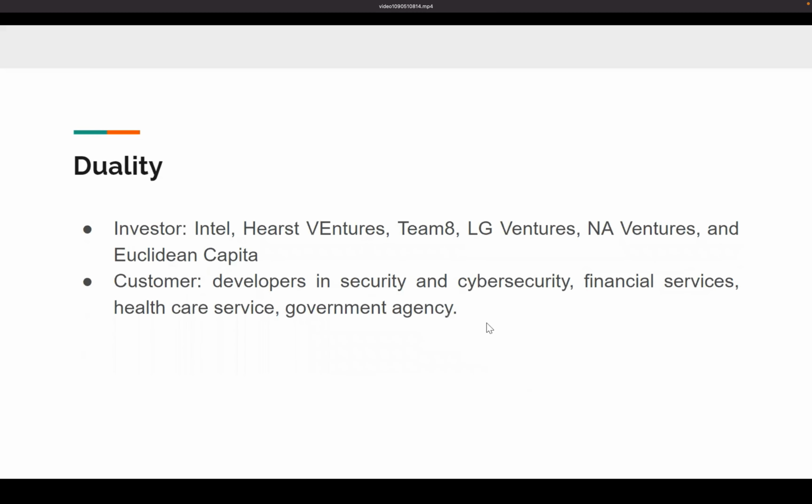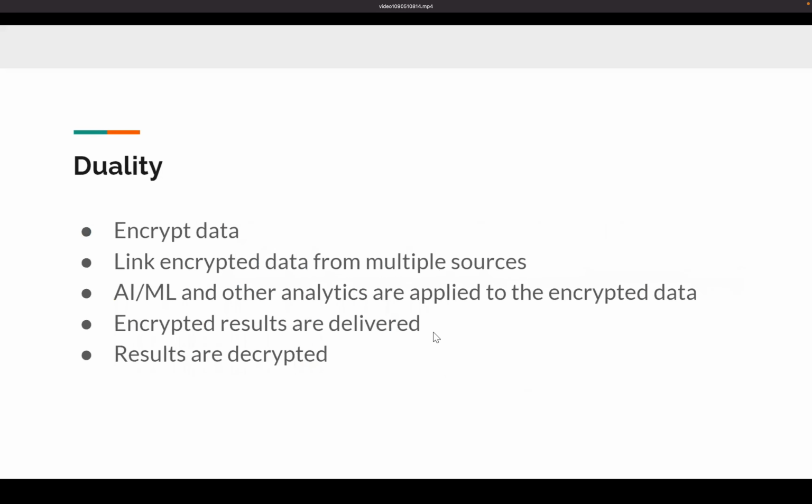Duality is another company, and its investors include Intel, Harvard Venture, Team8, LG Ventures, etc. Its customers are mostly in financial services, as mentioned above, and healthcare services. Additionally, it has developers in security, cryptography, and government agencies.